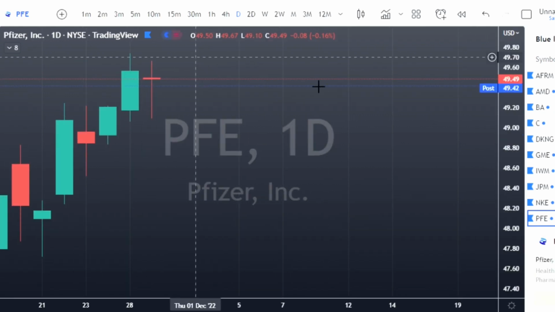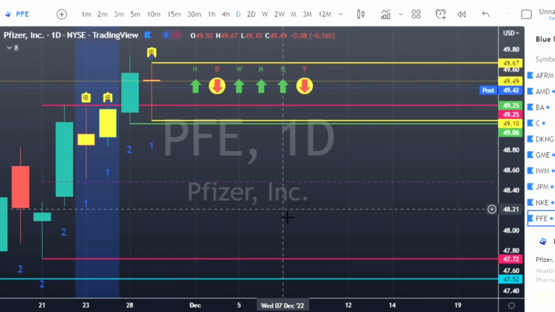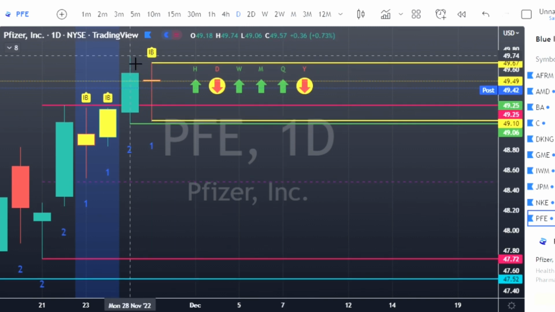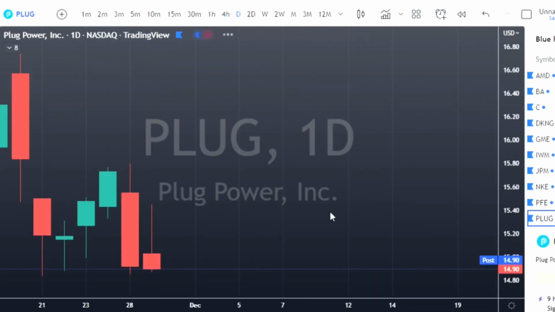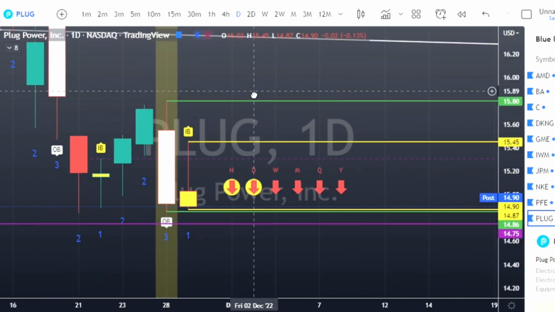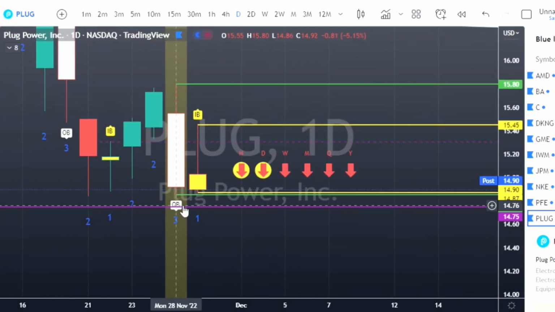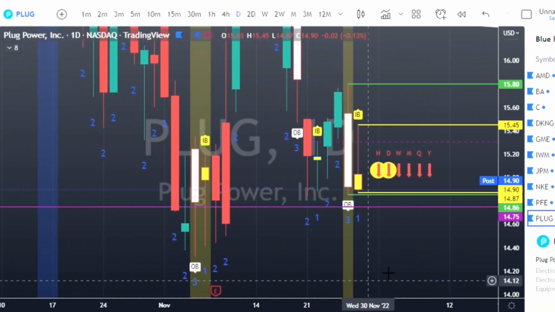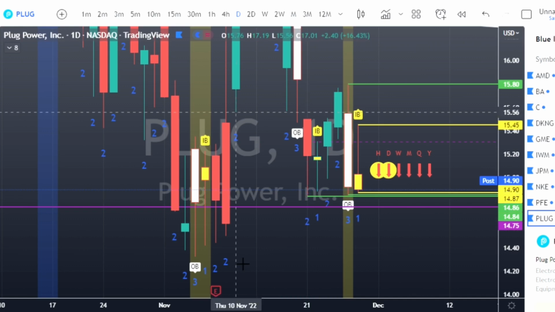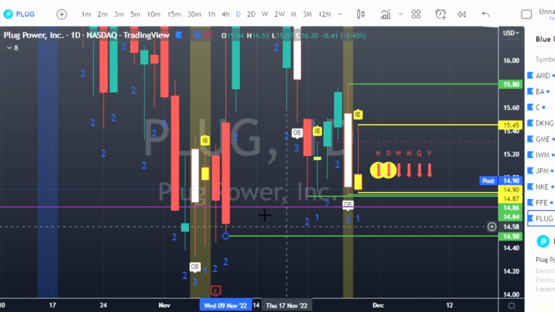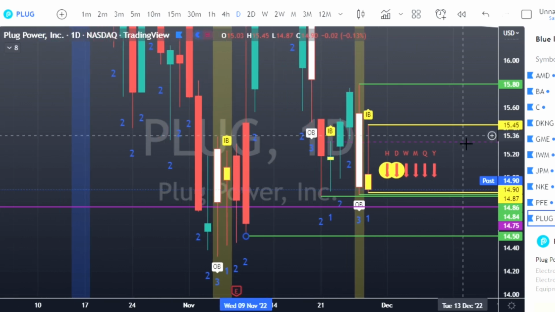Pfizer, inside bar. Hey, calls at 49.67. First target, there we go, 49.74. Puts 49.10. Plug Power, 3-1 setup. We also have this inside bar shooter candle here. We have full time frame continuity to the downside, and we have some targets further down here. There's a second target, not a lot of room there, and there's the third target. That's the one we'd really want to hit first for a big gain on Plug.